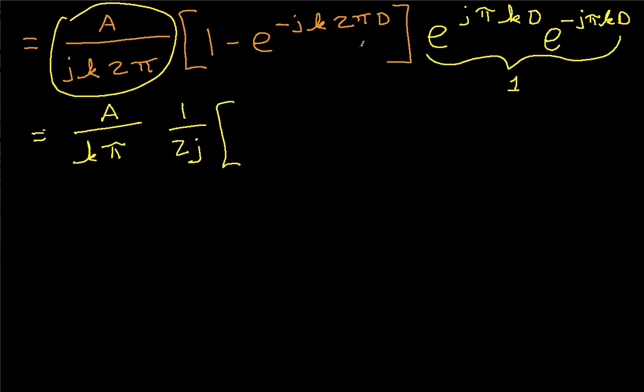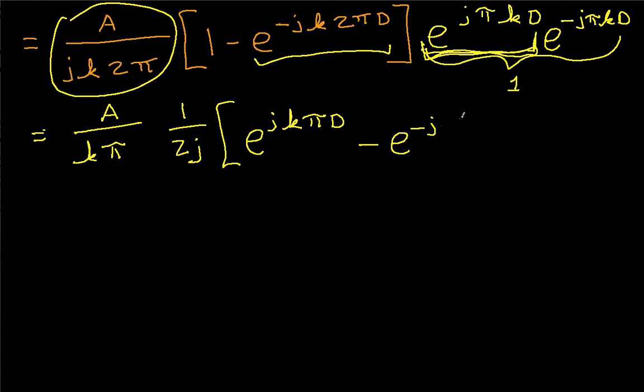Now we'll take 1 and multiply it by this first term here. So we have e to the j k pi d. And then we'll take this term and multiply it by this first term. And so we have e to the minus jk 2 pi d, e to the jk pi d. This will end up being e to the minus j k pi d. And then we'll have this guy out in the end here, e to the minus j k pi d.